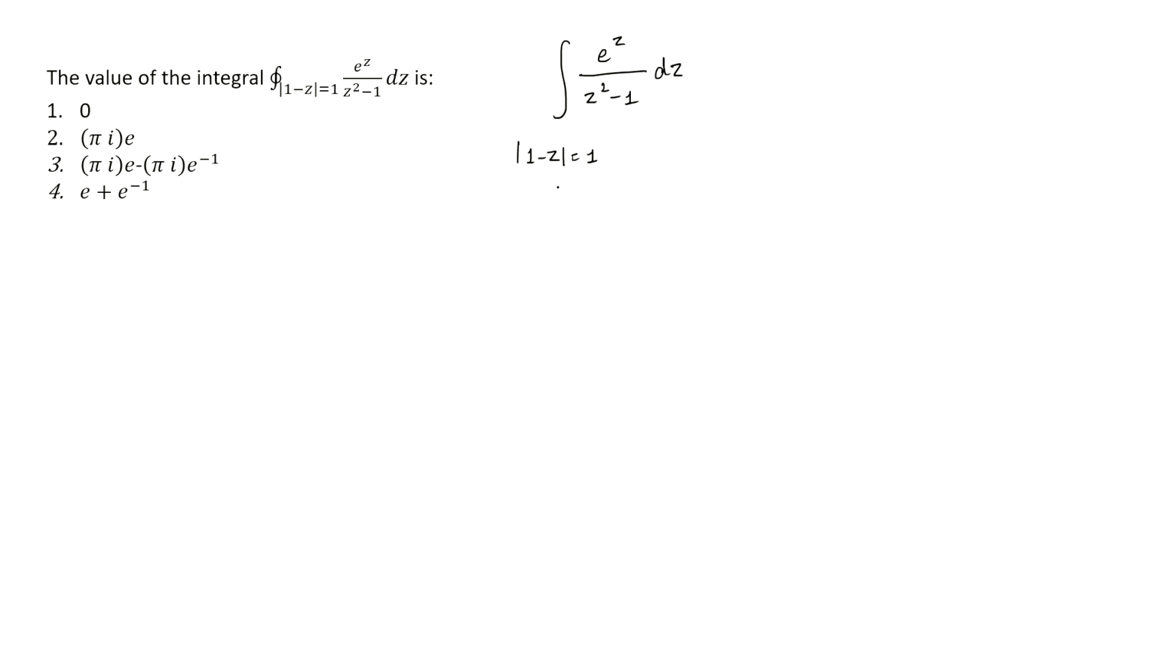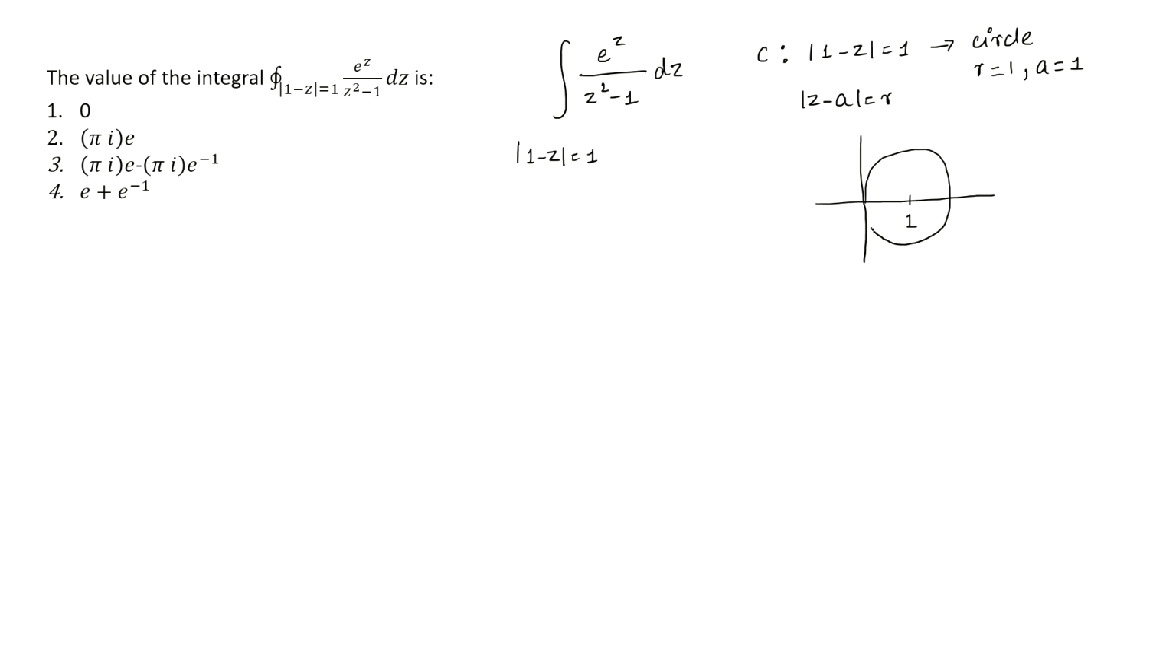So observe, C is |1 − z| = 1. This represents a circle whose radius is 1 and center is also 1. Why? Because |z − a| = r represents the equation of a circle whose center is a and radius is r. If we try to plot it, this is the center and the radius is 1. So this is what our circle looks like. This is the circle C.